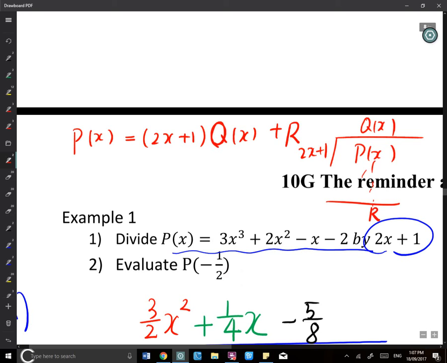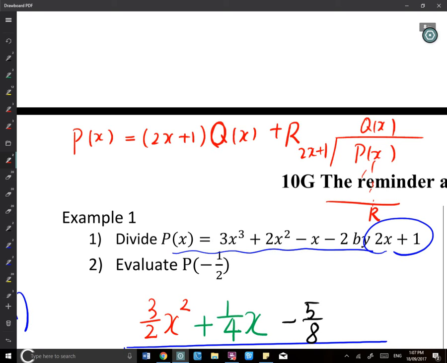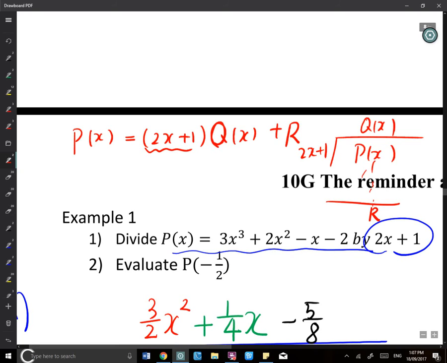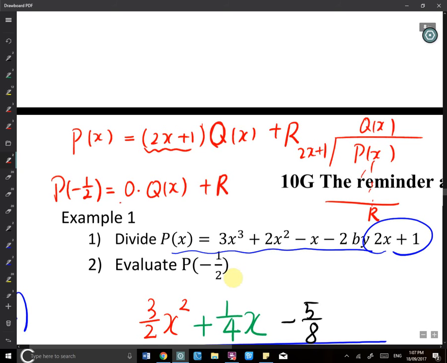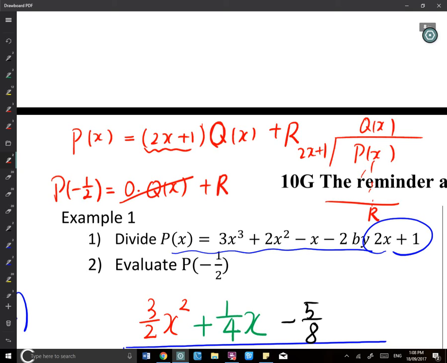And then we rewrite the equation. We say P(x) equals (2x plus 1) times Q(x) plus R. And then what we substitute is a number that can make what you're trying to divide become 0. So we put in x equals negative a half. Let's see what will happen. I put negative a half in, that bracket becomes 0. So that's 0 times Q(x) plus the remainder R. 0 times Q(x) is nothing. What has been left is only the remainder R.